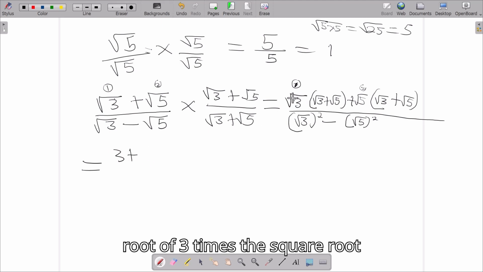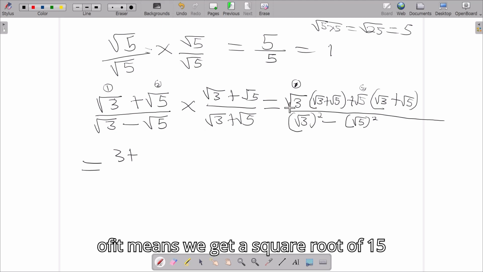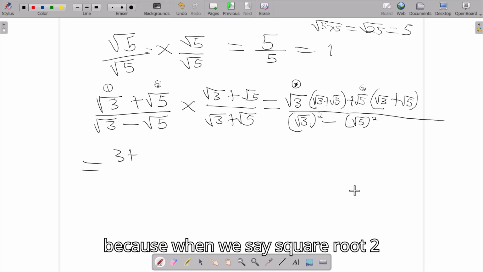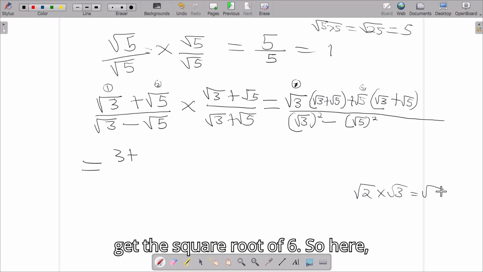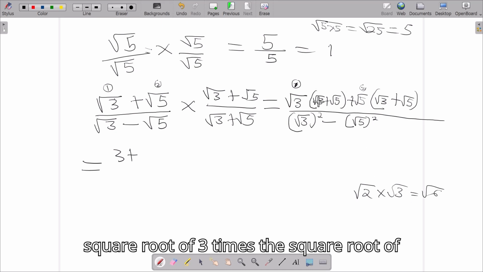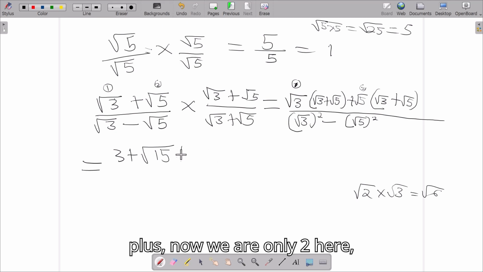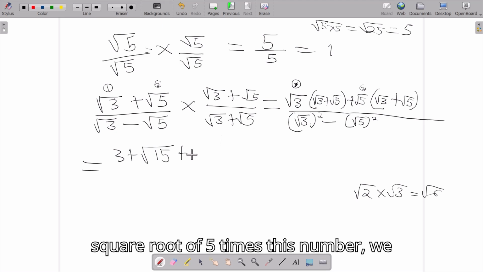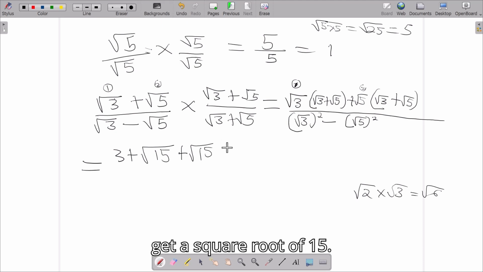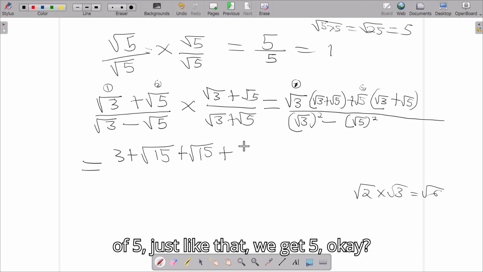Plus square root 3 times square root 5, we get square root 15. Because when we say square root 2 times square root 3, we get square root 6. So here, square root 3 times square root 5, we get square root of 15. And also, plus, now we are on 2 here, square root 5 times this number, we get square root 15. Plus, square root 5 times square root 5, just like that, we get 5, okay?